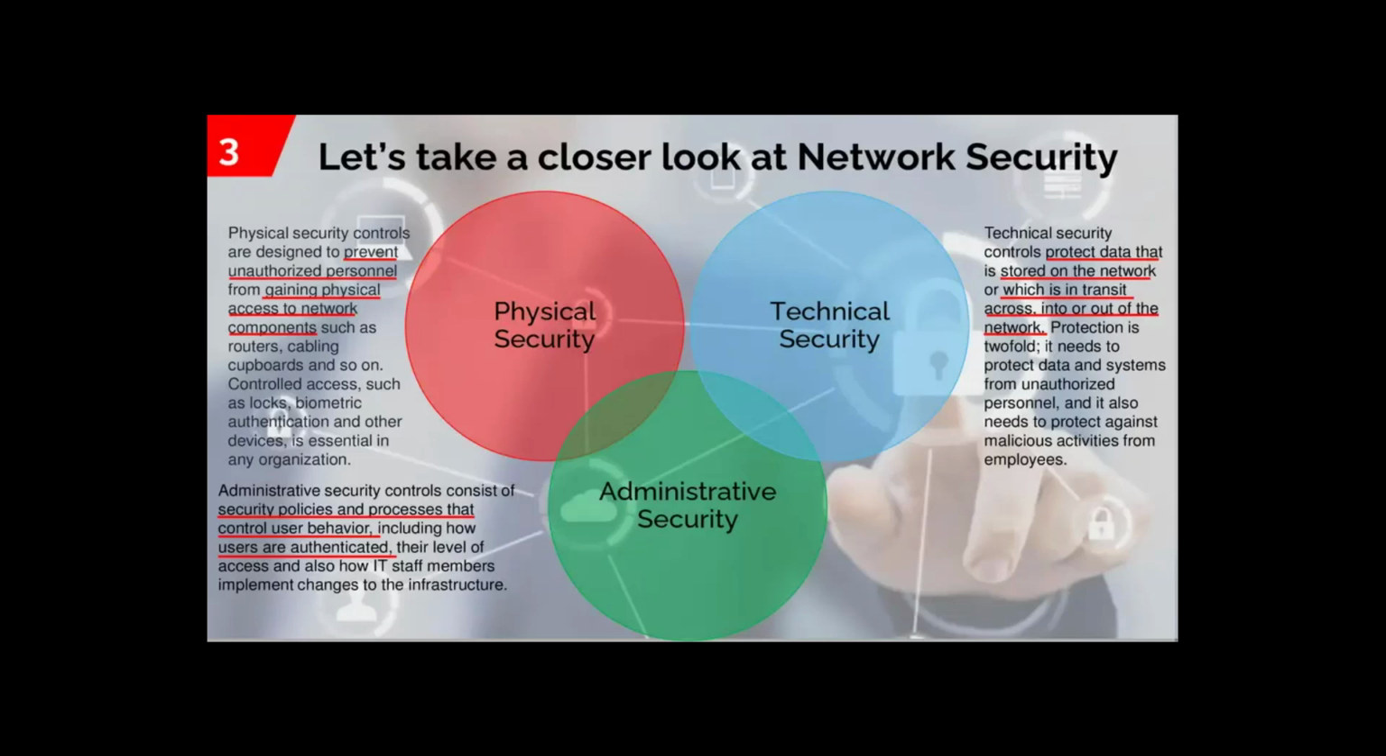So let's get into cybersecurity. So let's start with network security. So network security has three primary pillars. There's physical security, preventing unauthorized personnel from gaining access to network components. There's technical security, which is focused on protecting the data which is in transit on the network. And then we have administrative security. These are the security policies and procedures that control user behavior.